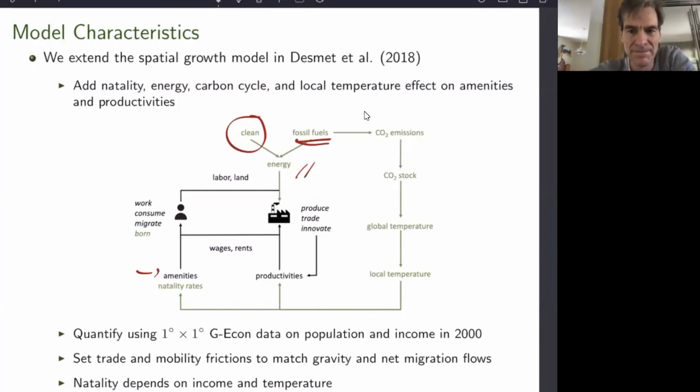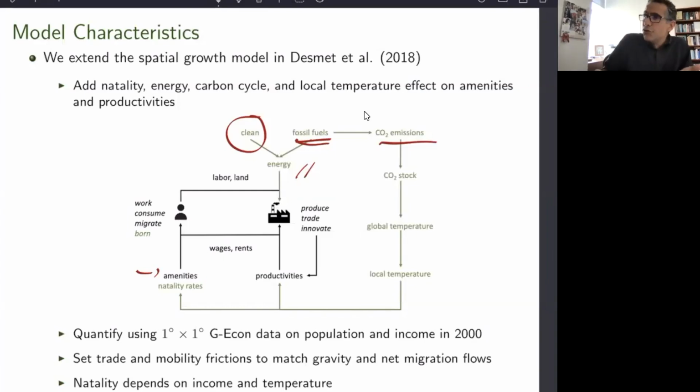And so you generate fossil fuels that lead to CO2 emissions. Those CO2 emissions increase the stock of carbon in the atmosphere through the carbon cycle. We're going to borrow all of this from the scientists, so this is perfectly standard. That leads to increases in global temperatures. This increase in global temperature in turn translates, using a downscaling model that I'll describe in a second, into local temperatures. And John, this is the answer to your question.